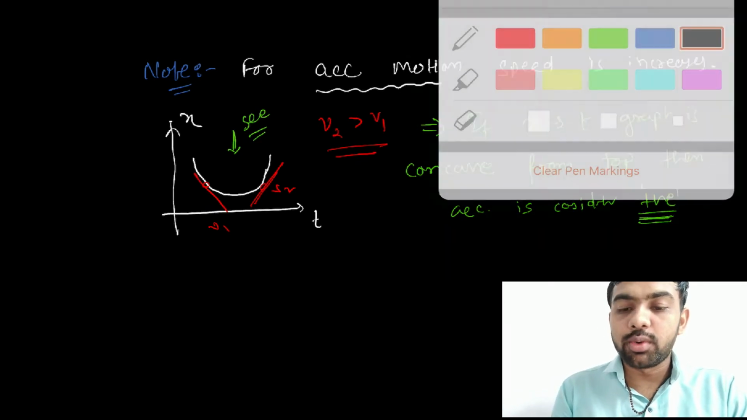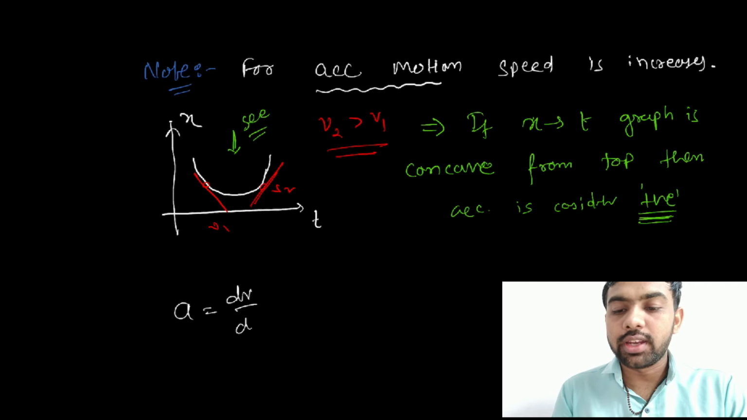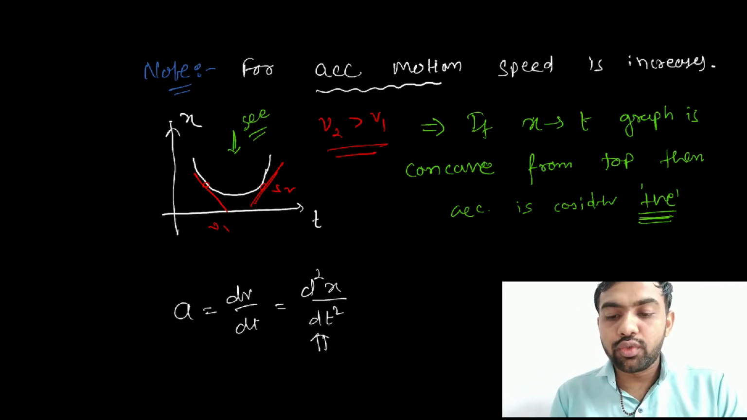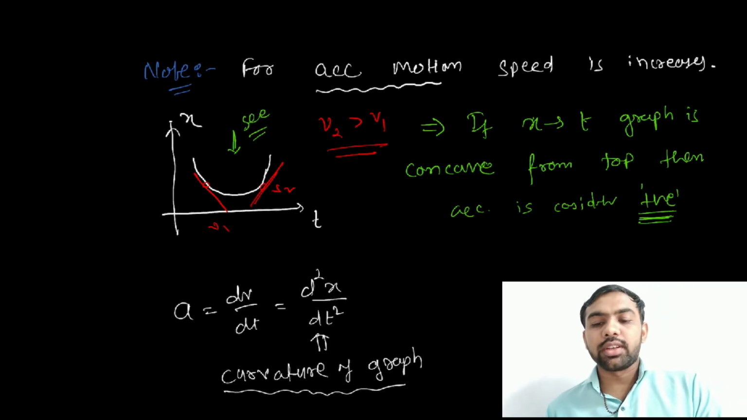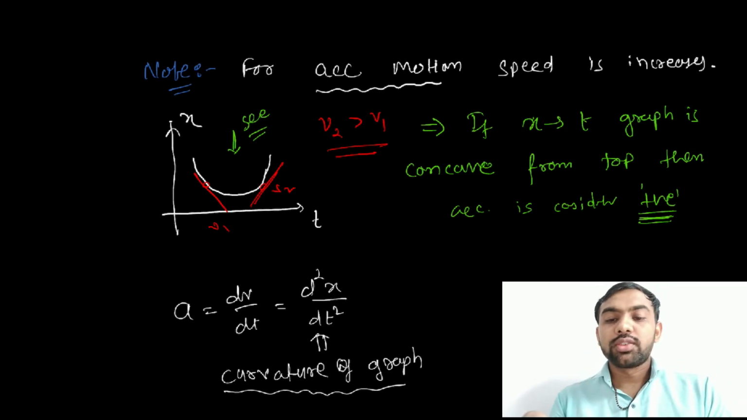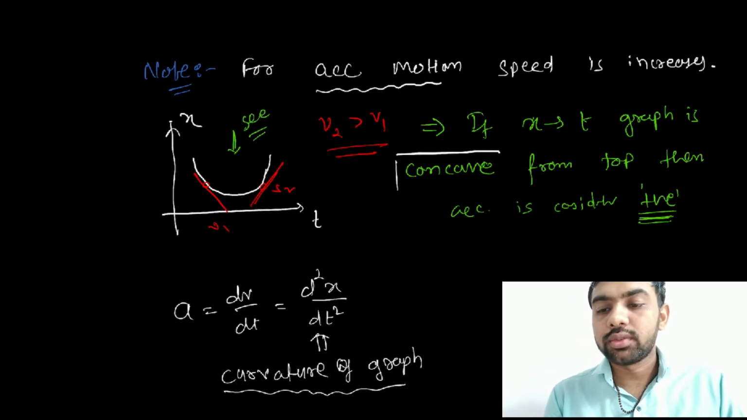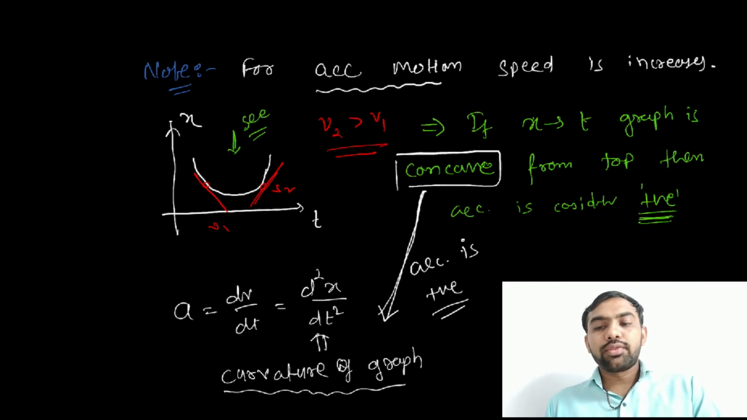Acceleration is equal to dv by dt, which is equal to d square x by dt square. And this represents the curvature of the graph. ये टर्म कर्वेचर ऑफ ग्राफ रिप्रेजेंट करता है. If it is concave curvature, then acceleration is positive. Okay, this is the note.